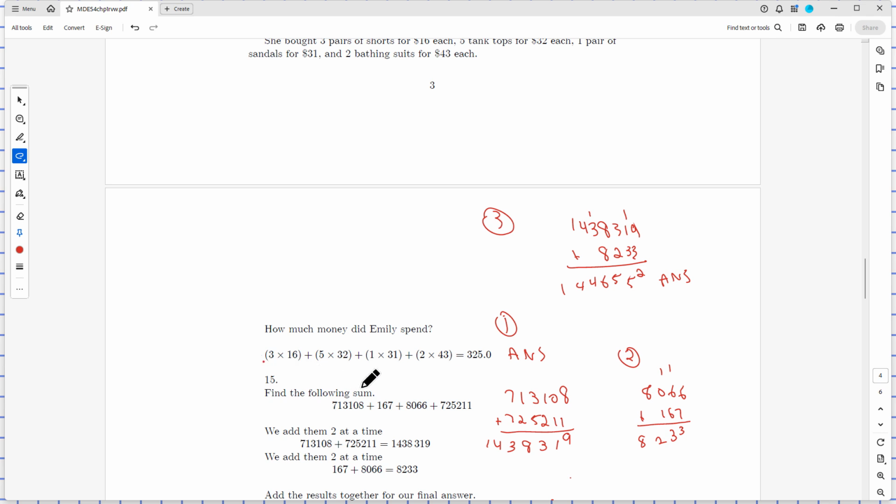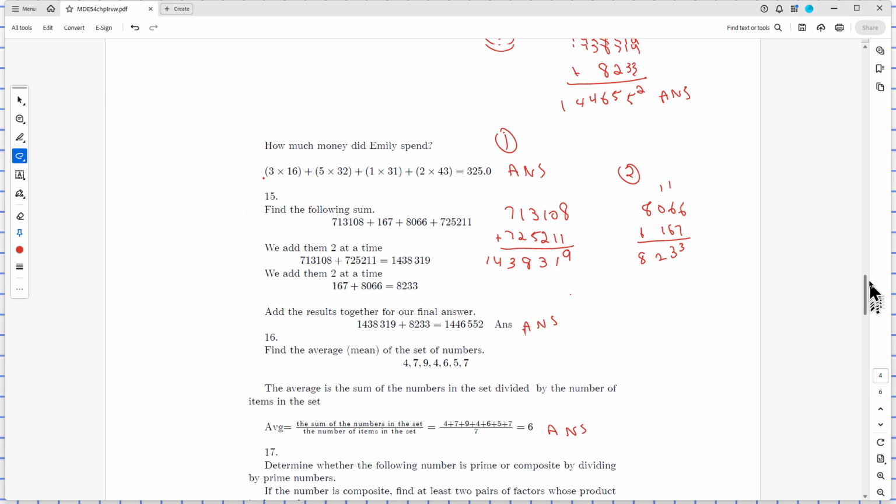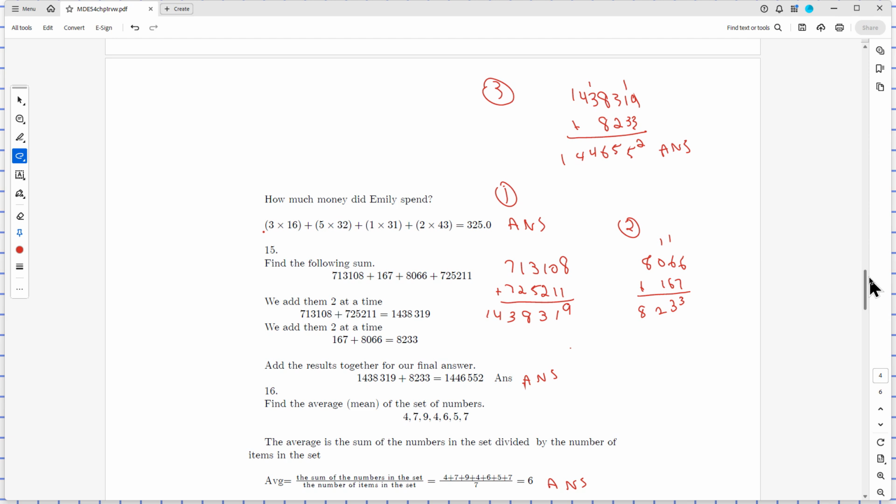And this one here asks us to find the sum of these 4 numbers. We can add 2 at a time, so add the 2 700,000 here. Then you see I did it there. Then I added 2 smaller numbers together, 8,000, 66, 167. Then I took the results and added them together. 144, 6552. And there's your answer there.